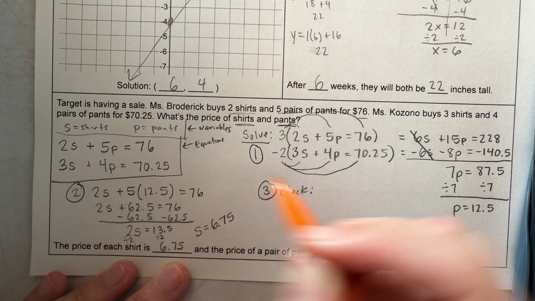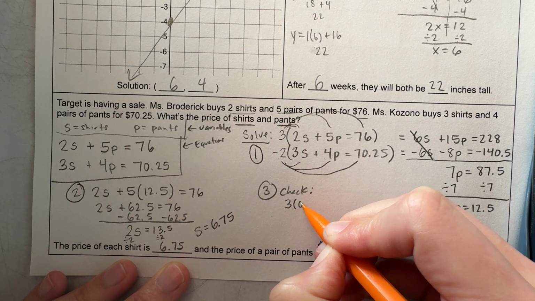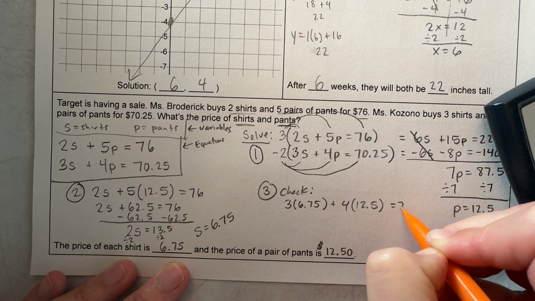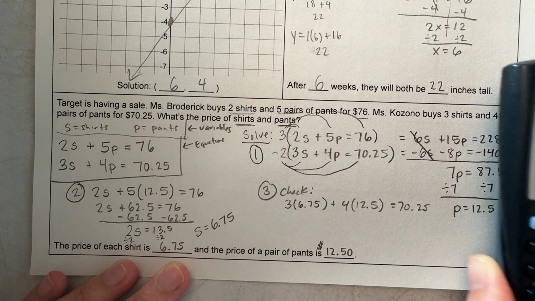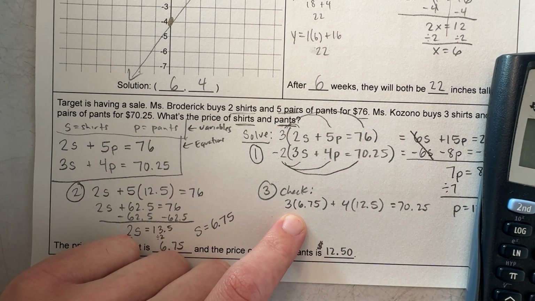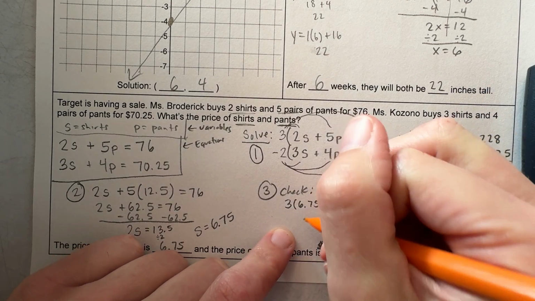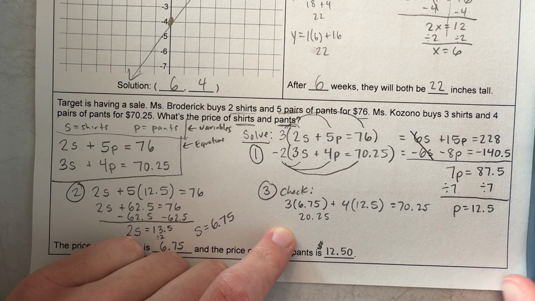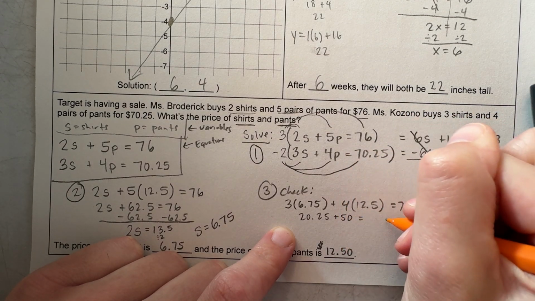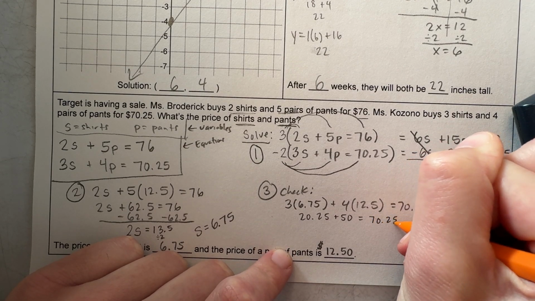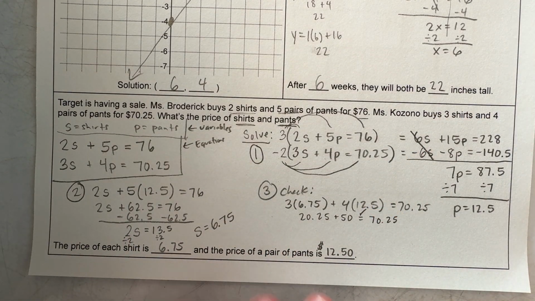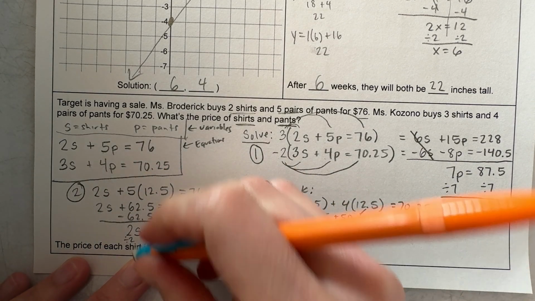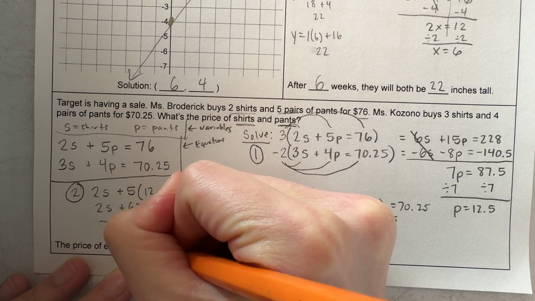Look, I'm going to check it. What I'm going to do is check in my other equation. So 3 times the cost of shirts plus 4 times the cost of pants equals 70.25. And let's just make sure. So I'm going to do my calculator. 3 times 6.75, that's 20.25. And 4 times 12.5, that's 50. And do those two numbers add to 70.25? They sure do. And I am good to go. And my answer is there. Okay, and again, you don't have to type the $ sign or anything in Edulastic. You can just type the number, but we know that that's the price.